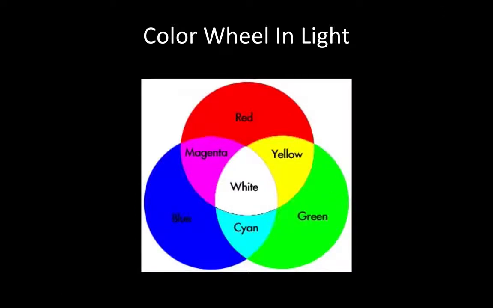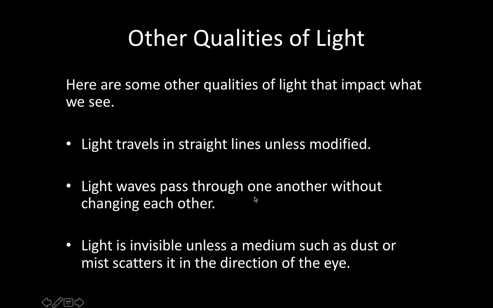You can also create white light by mixing the complementary colors of light. So yellow plus blue equals white, red plus cyan equals white, green plus magenta equals white.